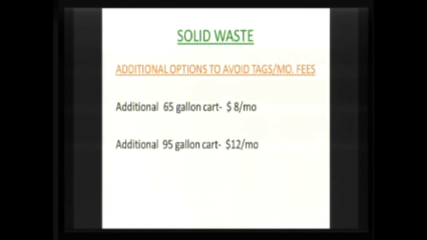You can get an additional 65-gallon cart to go along with your primary cart for $8 a month, which I think is a steal. You could get an additional 95-gallon cart for $12 a month. Now, this would be on top of the fee that you're paying for your primary cart. Again, it's cheaper if you're buying tags, so seriously consider what you're going to get from having these additional carts. Even if a 95-gallon cart isn't big enough, think about stepping up and getting another cart.